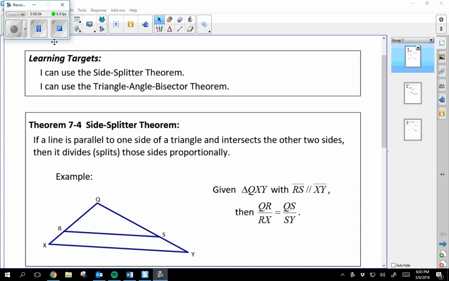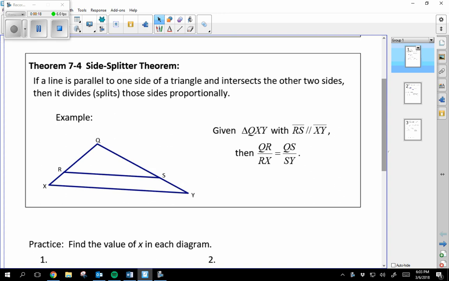Lesson 7.5, we're going to learn about two special theorems that end up giving us some special proportions when we are working with triangles. The first of those two theorems is called the side splitter theorem. And the side splitter theorem requires a segment such as segment RS to be parallel to a third side of the triangle. In this case, it's parallel to segment XY.